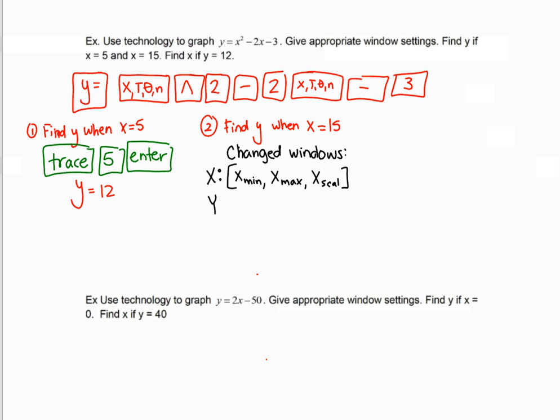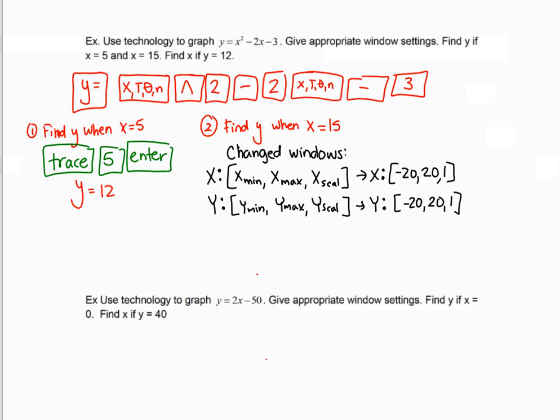And then y, we do the same thing. Y min, y max, y scale. That's always the format we use. So for us, it would look like what? What was the minimum x we used? Negative 20, comma, the max, 20. Did we change the scale? No, it's still 1. Okay, and so the y we would write as, same thing, negative 20, 20, and 1.